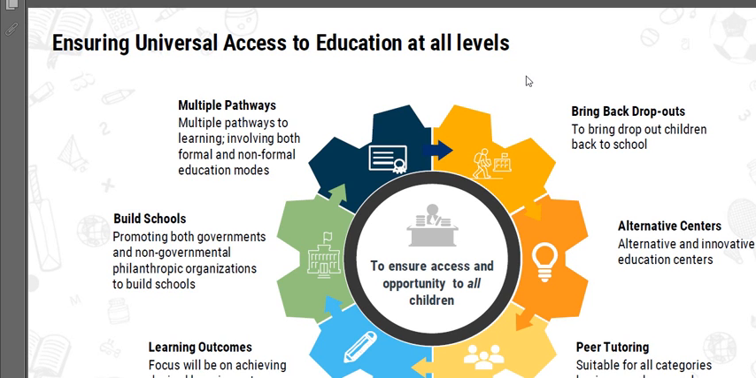Next point, ensuring universal access to education at all levels. Multiple pathways to learning, involving both formal and non-formal education modes. Build schools, promoting both governments and non-governmental philanthropic organizations to build schools. Learning outcomes: focus will be on achieving desired learning outcomes at all levels. Bring back dropouts, to bring dropout children back to school. Alternative centers, alternative and innovative education centers. Peer tutoring.